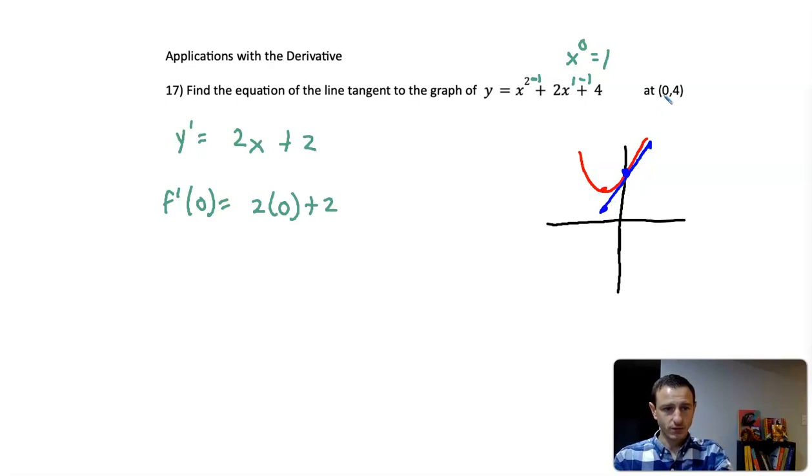So we are determining the slope at x equal to 0 using the derivative, and then from there we'll get the slope, and then we'll be able to use point-slope form because we'll have a slope, an x value, and a y value. So that's what we're doing right now. That's the thought process. We're determining the slope at this point of x equal to 0, and then that will help us generate our equation. So f prime of 0 is 2 times 0 is 0, plus 2 is 2.